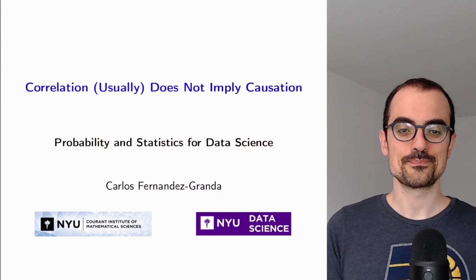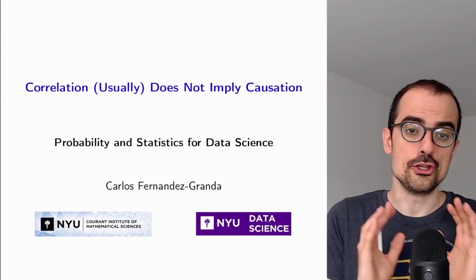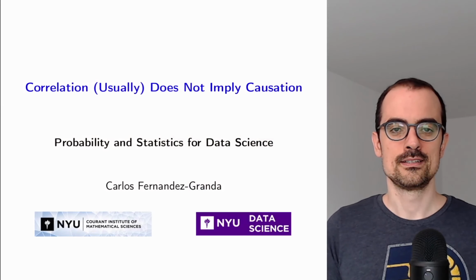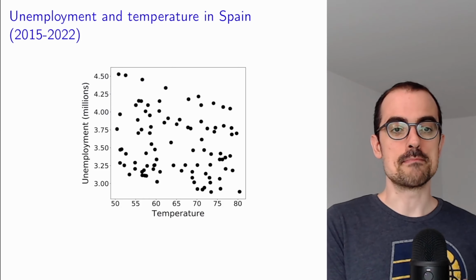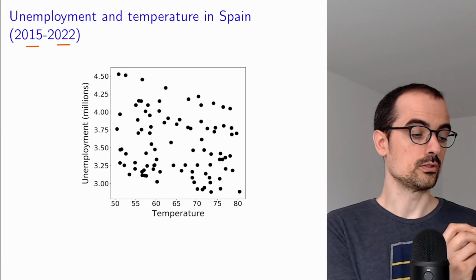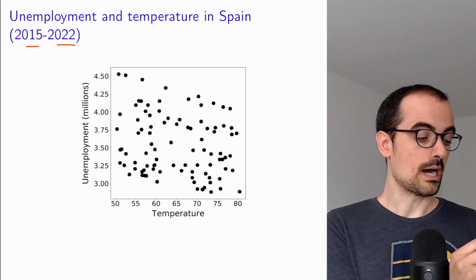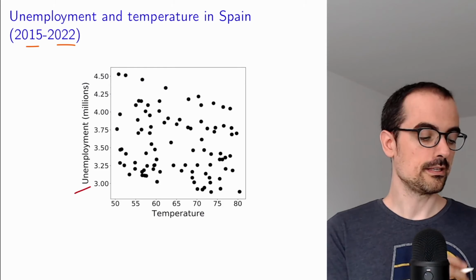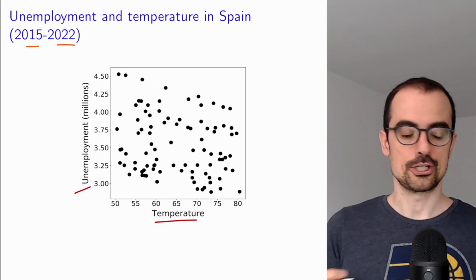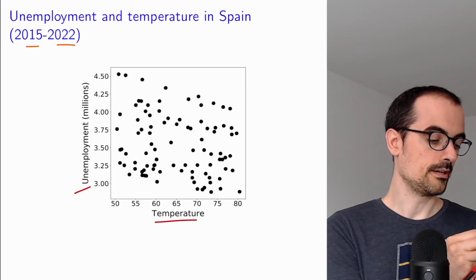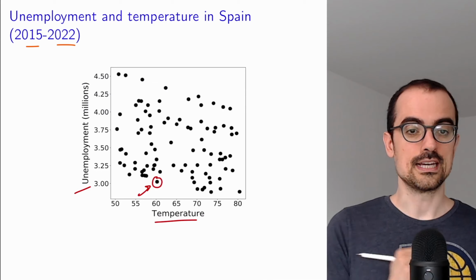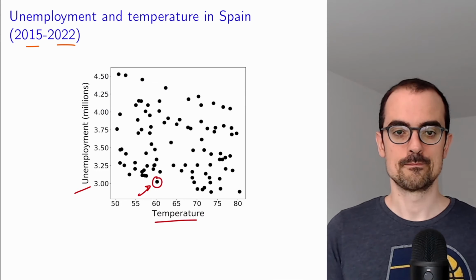Let's get to it. We're going to show that correlation usually does not imply causation, but sometimes it can. Here is a dataset showing monthly data from Spain between 2015 and 2022. On the y-axis, we see the unemployment in millions, and on the x-axis, we see the temperature. For example, here this month, the mean temperature was 60 degrees Fahrenheit and the unemployment was 3 million.